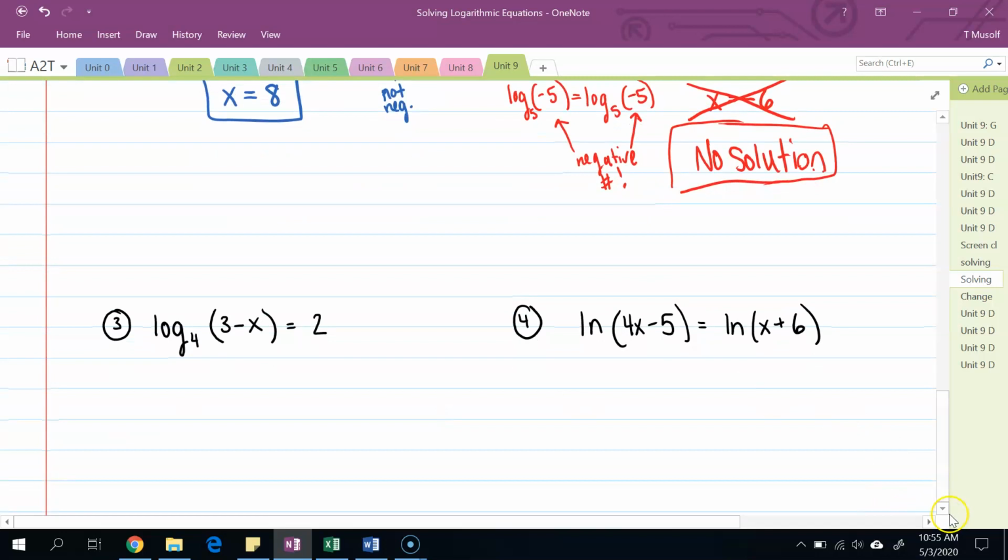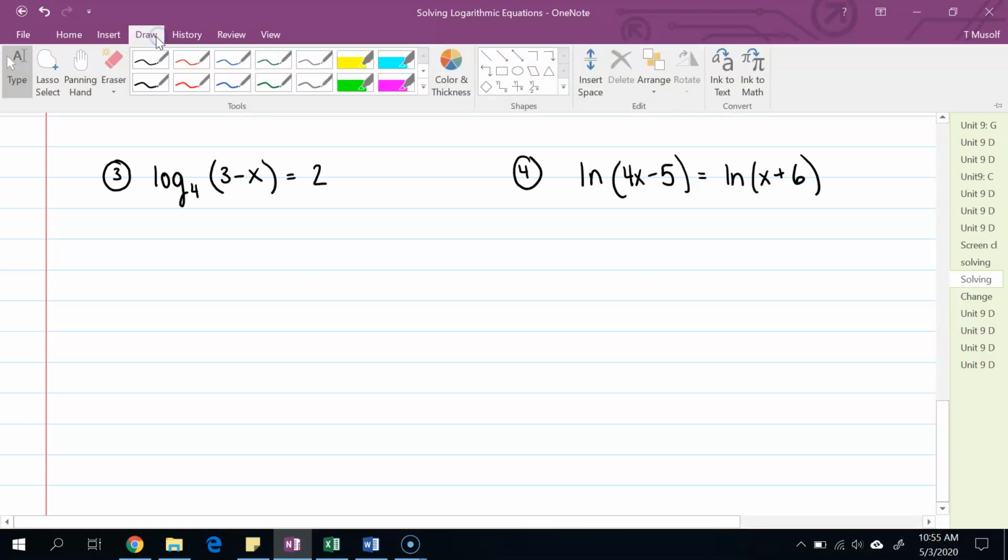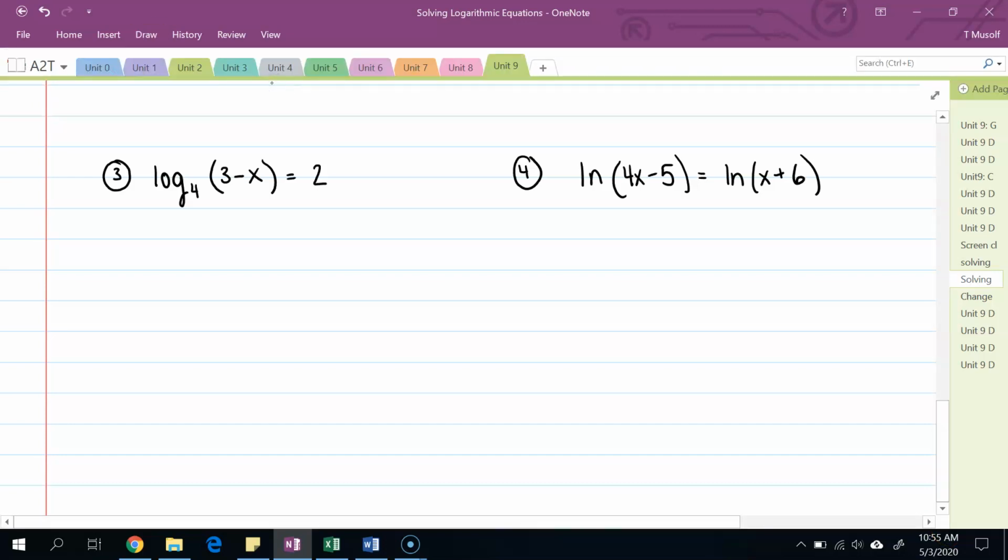I wanted to do a slightly more complicated version of that second method, so that's what number 3 is. And then an example with a natural log, just to make sure we understand how those work too. For number 3, we have log base 4 of 3 minus x equals 2. Which method are we using? There's only a log base 4 on one side of the equation, so I have to rewrite it. To rewrite this, I'm going to start with my base. That circle sometimes helps keep track of the order. So 4 to the second equals 3 minus x.